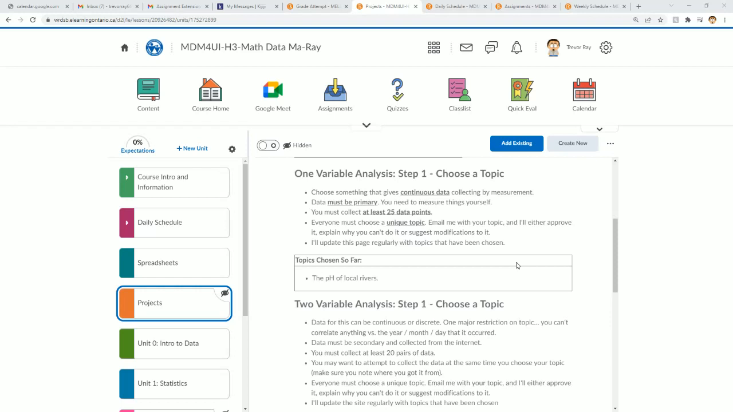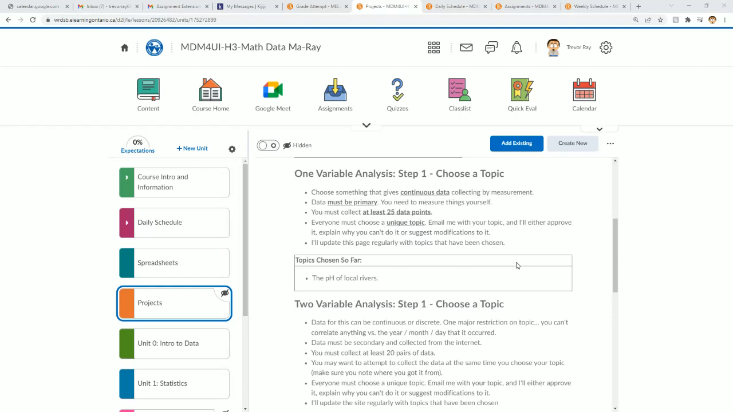Now the two projects we're doing are a one variable analysis and a two variable analysis, each of which is made up of 3 steps. The first 2 steps on each of them are pretty easy, but they're fundamental to getting the project started to the point where you can actually do it to completion. So for project part 1, the one variable analysis, step 1, you're going to choose a topic.